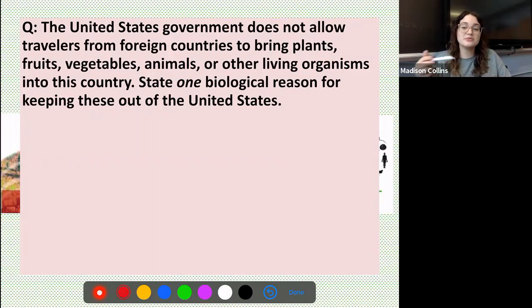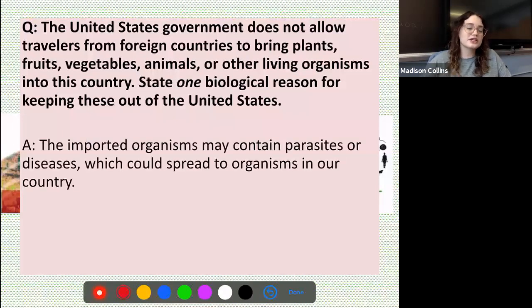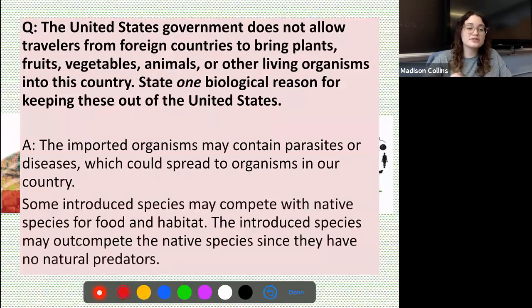All right, so there are actually multiple answers to this question. You could have said that the imported organisms may contain parasites or diseases which could spread to organisms in our country. But you could have also said that some introduced species may compete with native species for food and habitat. And these introduced species may actually outcompete the native species we have, since they would have no natural predators here in the US. Right, so both of these are reasons why we might not want to bring other species that aren't native to the US into this environment, right?